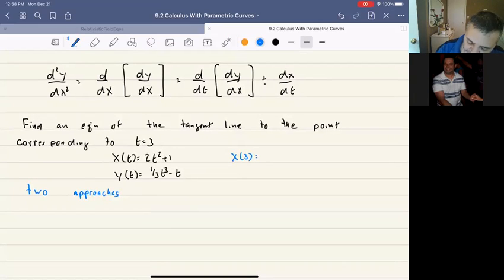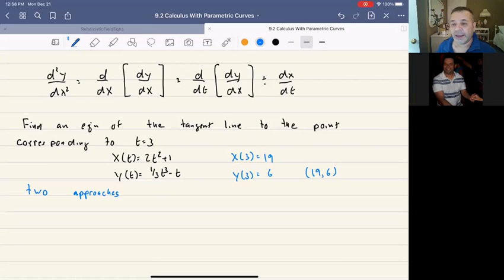x of 3, sometimes I get ahead of myself, is going to be 2 times 9, 18, plus 1 is 19. y of 3 is going to be 27 divided by 3 is 9, minus 3 is 6. So the point at which we're doing this is (19, 6).